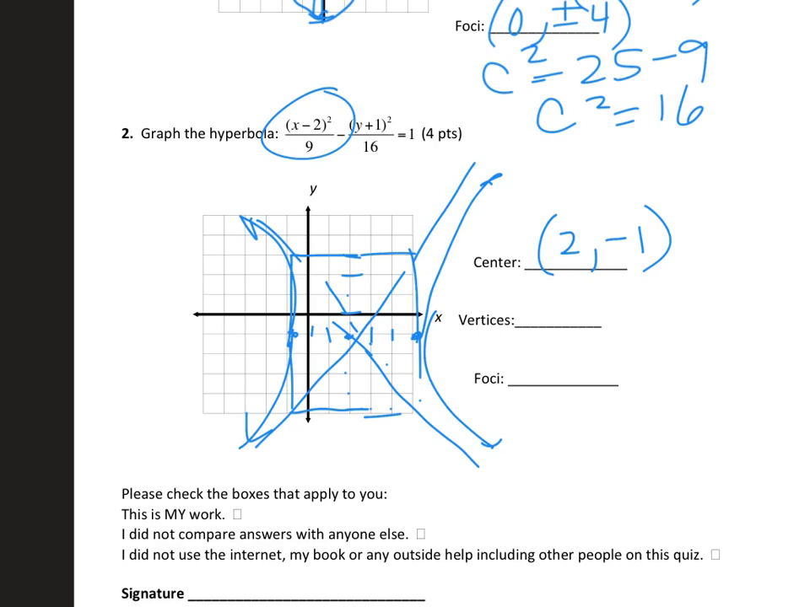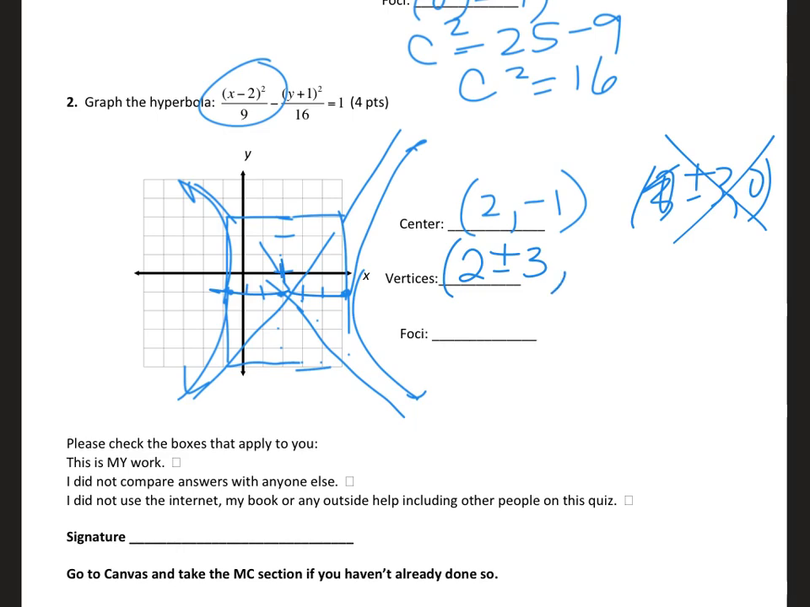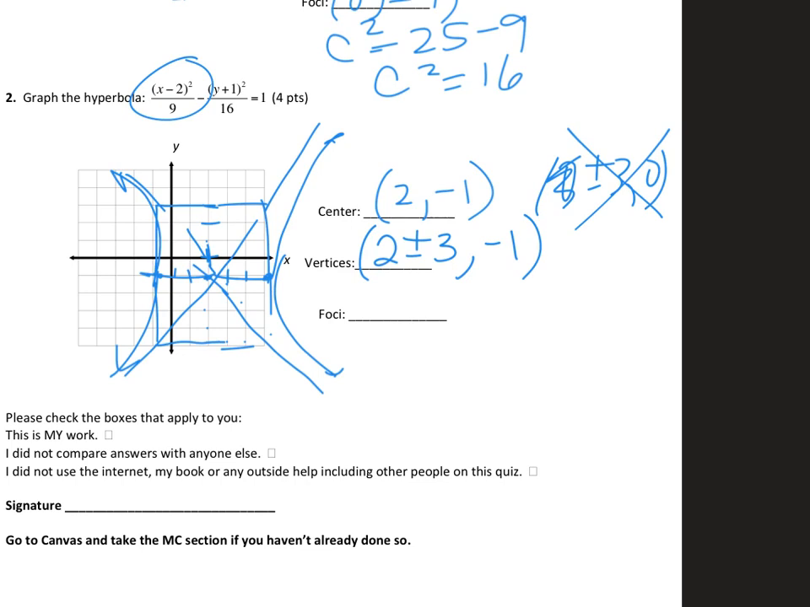Okay, so then our vertices, and a common mistake that people made on this part was they just said that the vertices were at plus or minus 3, 0. Okay, that's not true. The vertices are going to come from the center. So they're actually at plus or minus 3 from the 2 that you already have, negative 1. And if you want to leave it like that, you can. It's nice to make those into 2 separate points. So 2 plus 3 is 5, and 2 minus 3 is negative 1.